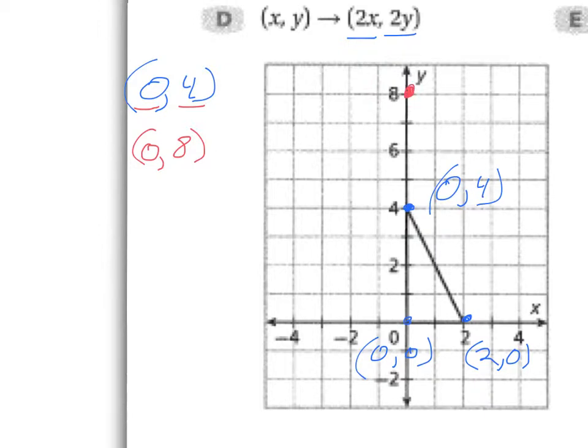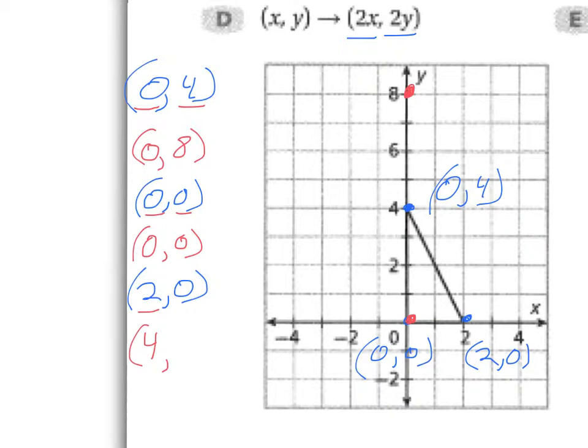And then I have 0, 0. Multiply 0 times 2, I get 0, multiply 0 times 2, so that point doesn't change. And then I have 2, 0. Multiply 2 times 2, which is 4, 0 times 2, which is still 0. So I get 4, 0 as my point. This is my new triangle.